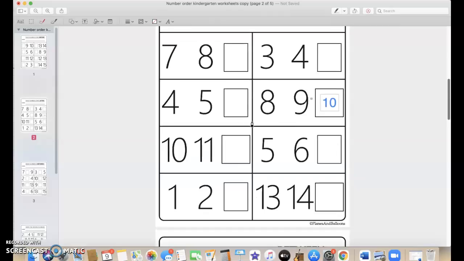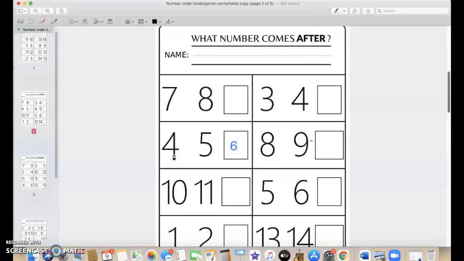Go ahead and try this one right beside it to see what comes after 4 and 5. Alright, so what comes after 4 and 5? Number 6 comes after 4 and 5, because in number order it goes 4, then 5, then 6 is the biggest number.